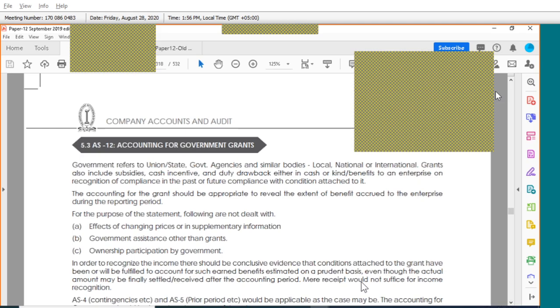Okay. What is Ind AS, sir? What is existing accounting standard? Which one is applicable for us? In institute material, both are given. Existing accounting standard is also given. Ind AS is also given. Which one we have to study? Both, or existing accounting standard, or Ind AS? Any idea about that? Which one we have to study? I don't know. Just tell me, existing, Ind AS, or both?